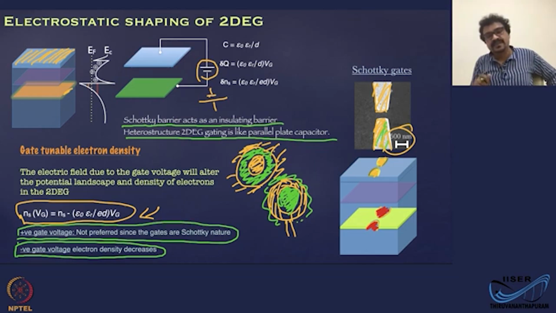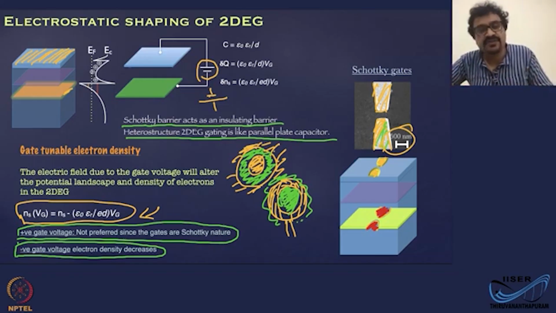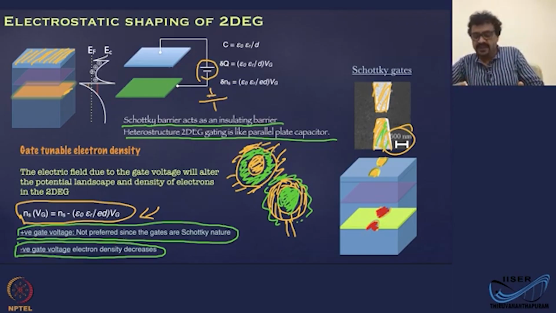So this technology is called electrostatic gating or electrostatic shaping, and that is probably the technology with which all the quantum devices on two-dimensional electron systems are made. And these are made by microfabrication techniques, lithography and other clean room processing techniques that we will briefly mention in one of the coming lectures.